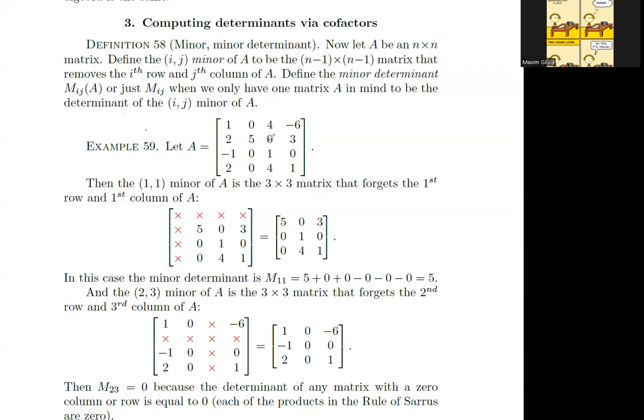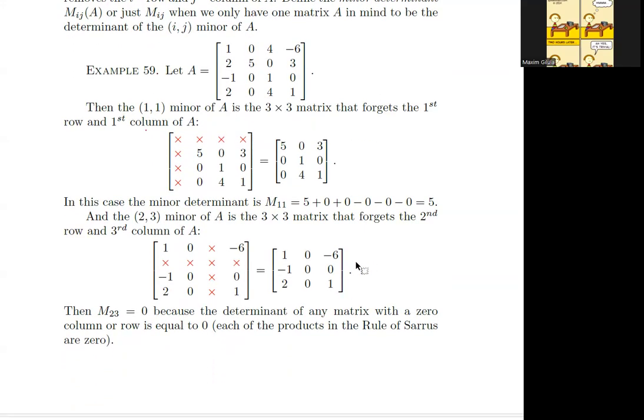So you take a look at A. The 1, 1 minor removes the first row and the first column. So you have this left over. It's a 3 by 3 matrix, which is 4 minus 1 by 4 minus 1. 503, 010, 041. And then we could take the determinant and we compute that it's 5. So M11 is 5. The 2, 3 minor removes the second row and third column. That's 10 minus 6, minus 100, 201. Then M23 is 0 because you have a 0 column.